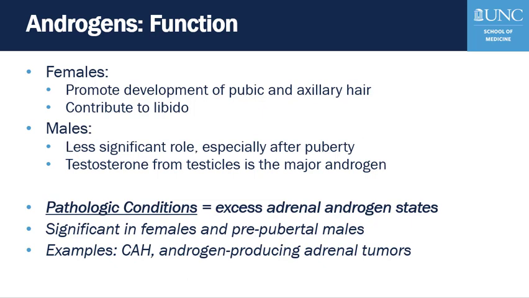There are pathologic conditions where excess adrenal androgens can be produced. These can be significant clinically in females and prepubertal males because signs of virilization and masculinization can be seen inappropriately. Some examples that will be discussed in the clinical sessions include congenital adrenal hyperplasia, or CAH, and androgen-producing adrenal tumors.